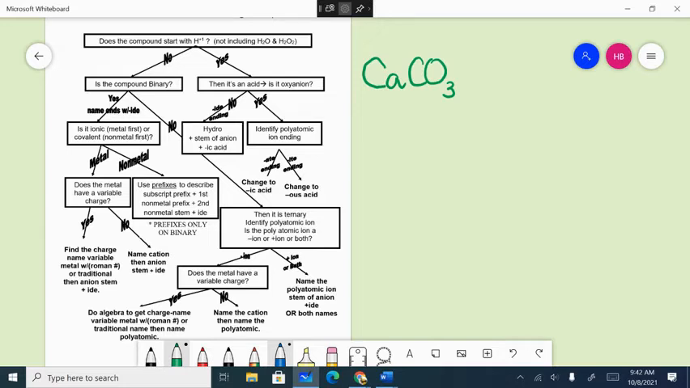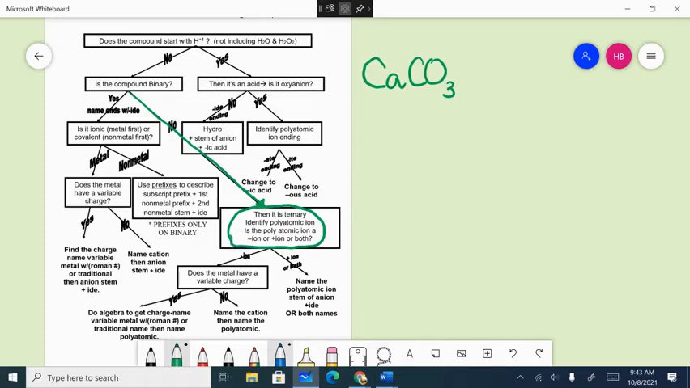So we're still going to start at this first box. It says, does the compound start with H+? Remember, that would mean that H was in the very first position. If this is not the case, then the next box says, is this compound binary? Well, we've got calcium, we've got carbon, and we've got oxygen. That's not 2, so the answer to that is going to be no. If we were playing chutes and ladders, we would be going way down like this. Okay, we're going to go way down our arrow to the box that says, then it is ternary.